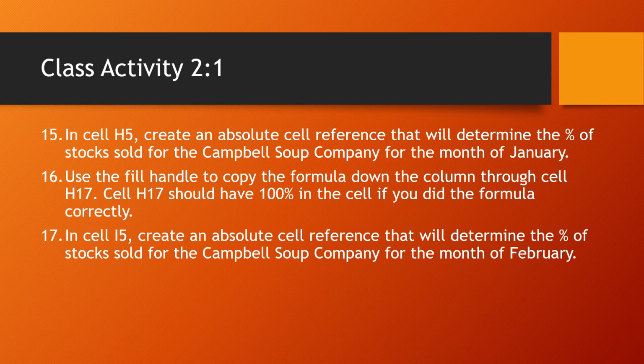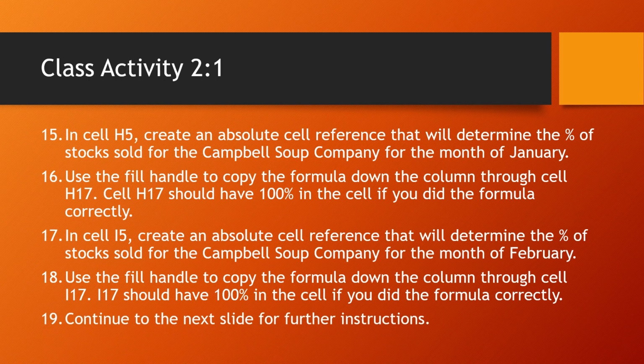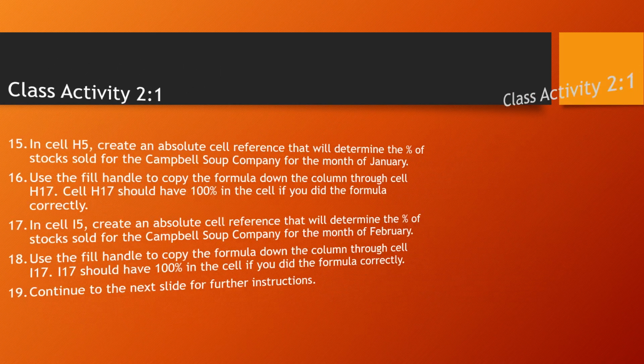In cell I5, create an absolute cell reference that will determine the percentage of stock sold for the Campbell Soup Company for the month of February. Use the fill handle to copy the formula down the column through cell I17. I17 should have 100% in the cell if you did the formula correctly. Continue to the next slide for further instructions.